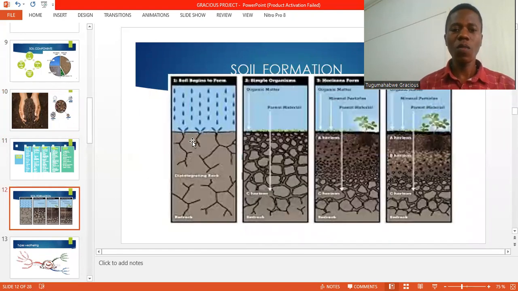This is also a diagram showing soil formation, and I bring it when I am going to explain how soil is formed. You can see it starts as a whole block, then it breaks into small particles of soil. So I first explain to them how soil is formed.